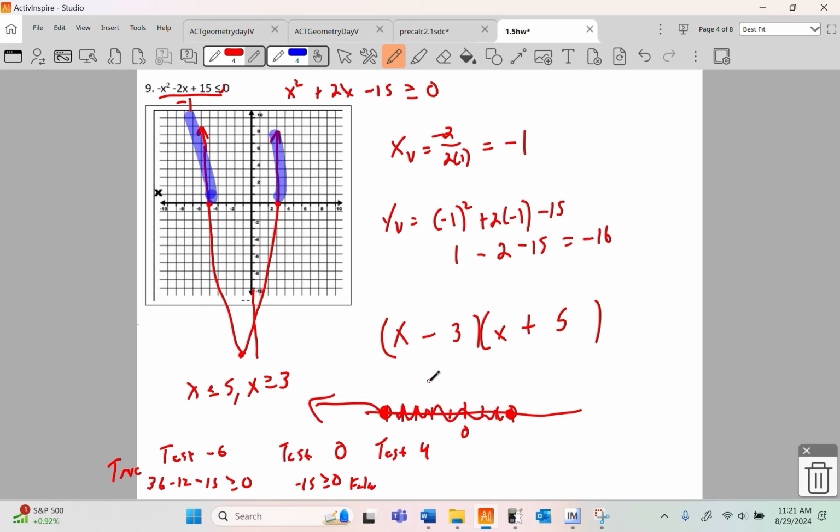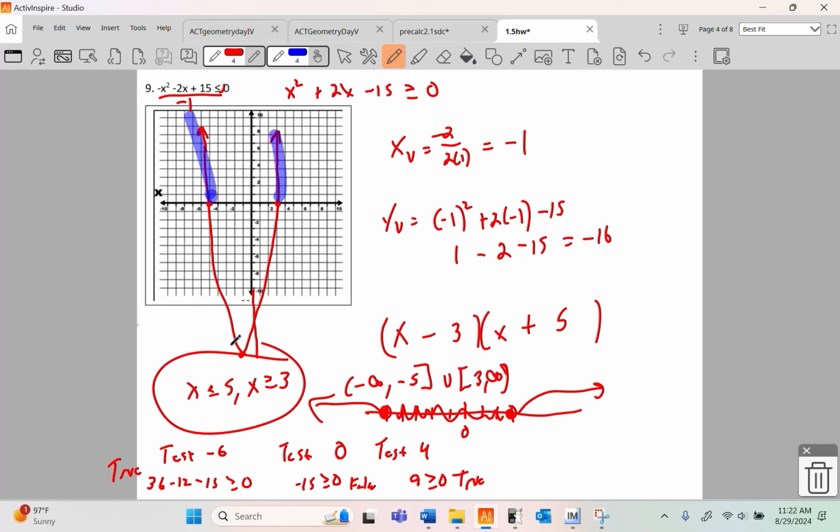All right? If I plug in a 4, 4 squared is 16. 2 times 4 is 8. 16 plus 8 is 24. 24 minus 15 is 9. 9 greater than or equal to 0. That is true. I keep this stuff over here. It's funny that solving algebraically still involves visualization. Still technically graphing to some degree. But this is telling me negative infinity to negative 5 bracket union with 3 to infinity, which is exactly what this means. It's the same thing, just different notation.